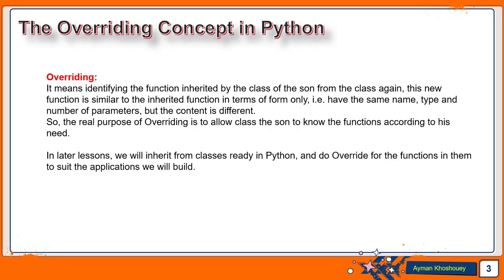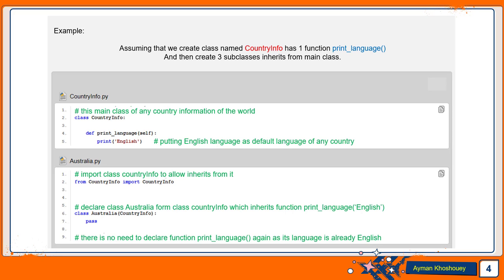In later lessons, we will inherit from classes already in Python and override functions in them to suit the application we will build. The first example: assuming that we create a class named CountryInfo, which has one function, print language, and then we create three subclasses that inherit from the main class.